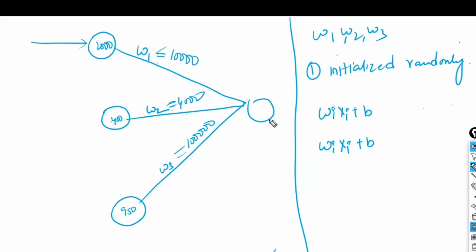You can consider bias as 0, or you can consider a bias of 10, whatever, some random bias. You are initializing the weights and bias randomly. The first step is calculating the sigma wi xi plus b. The second step is called the activation function. Once this is calculated, this information will be passed into the activation functions. Now, what are the different types of activation functions we have?